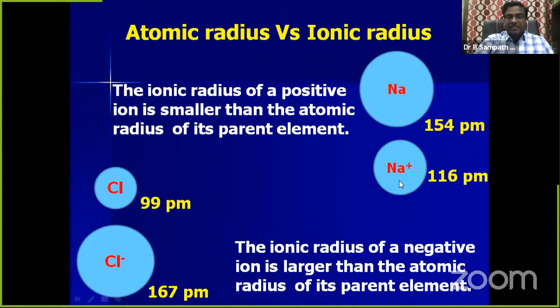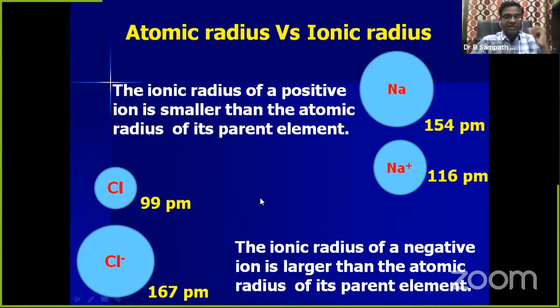So what is the radius here? Sodium ion, 116 picometers. For sodium it is 154 pm. So the ionic radius of a positive ion is smaller than the atomic radius of its parent element. So always try to remember, children, the cation radius is always less than the neutral atom.